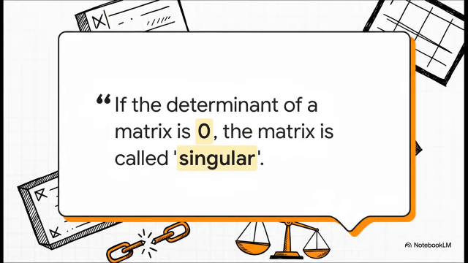Well, it tells us some really critical stuff about the matrix. For example, if the determinant works out to be 0, we call that matrix singular. And that's often a huge red flag in a lot of applications. It can mean that a system of equations you're trying to solve doesn't have a nice, unique solution.